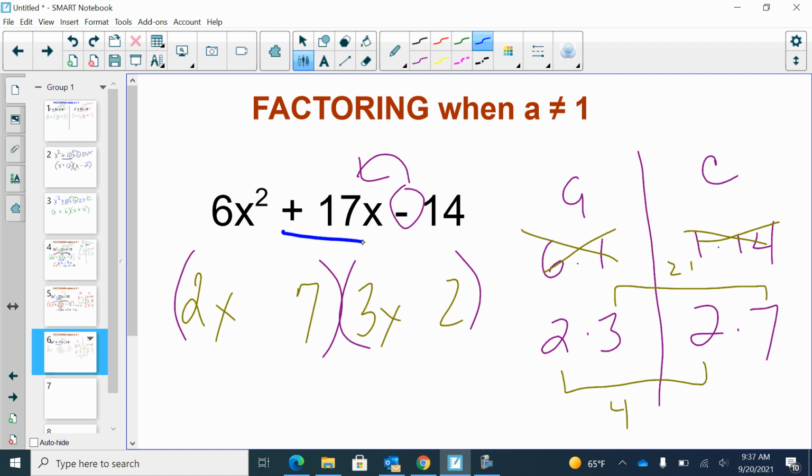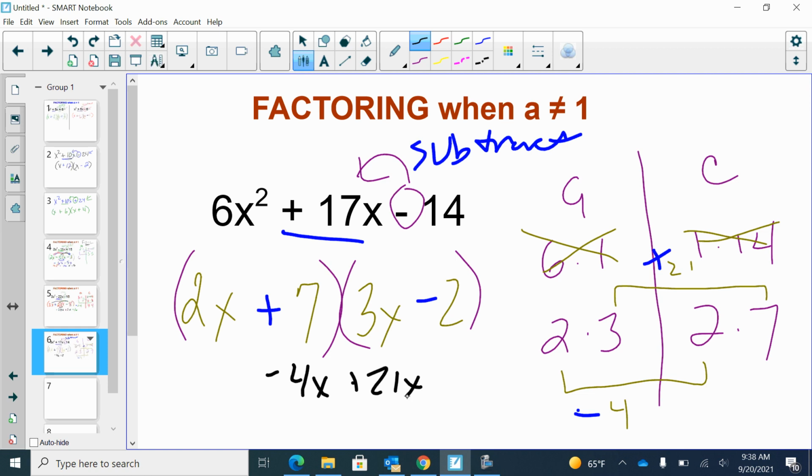I need a positive 17. That means I need a positive 21 and a negative 4. Because we're subtracting to get 17. Positive 21, that gives me a positive 7, negative 4. Do a quick check. 2 and negative 2 is negative 4x plus 21x gives me my 17x.